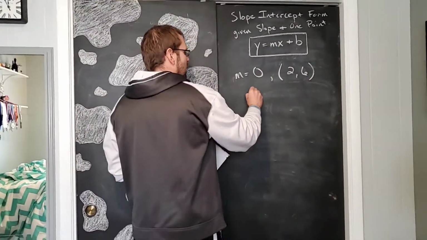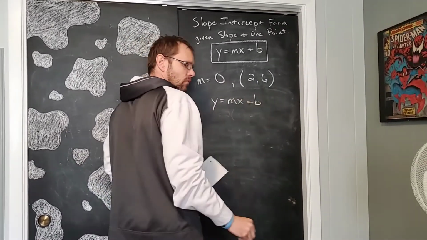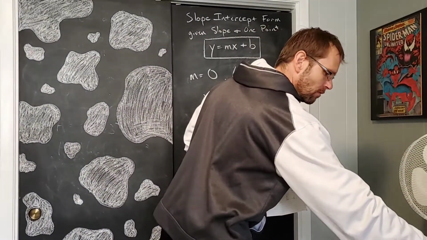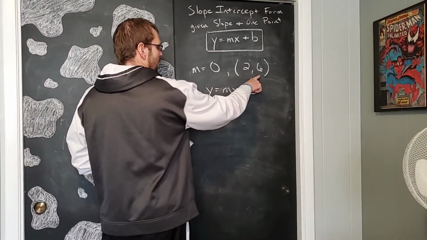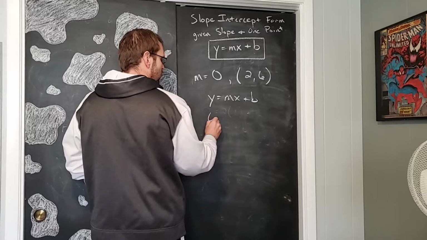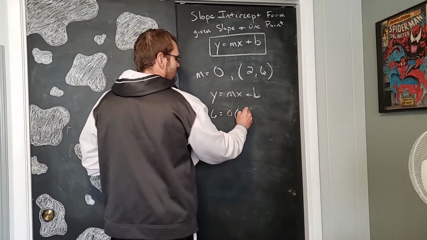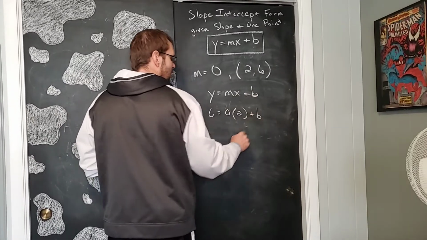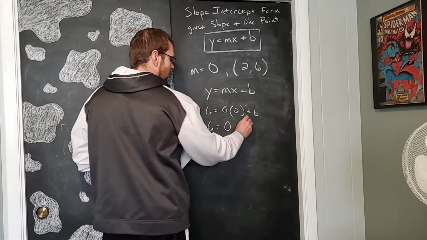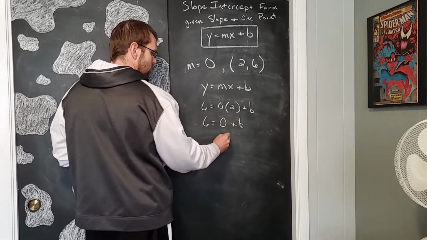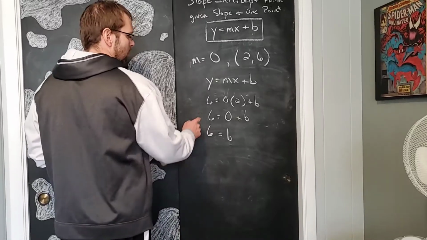So I'm going to plug this in again. Y equals mx plus b. I'm running out of juice there. So this is x and this is y again. So this is my y value. 6 equals m is 0 times x plus b. Now 0 times 2 is 0. And 0 plus b is just b. So b is 6. It's actually easier if m is 0.